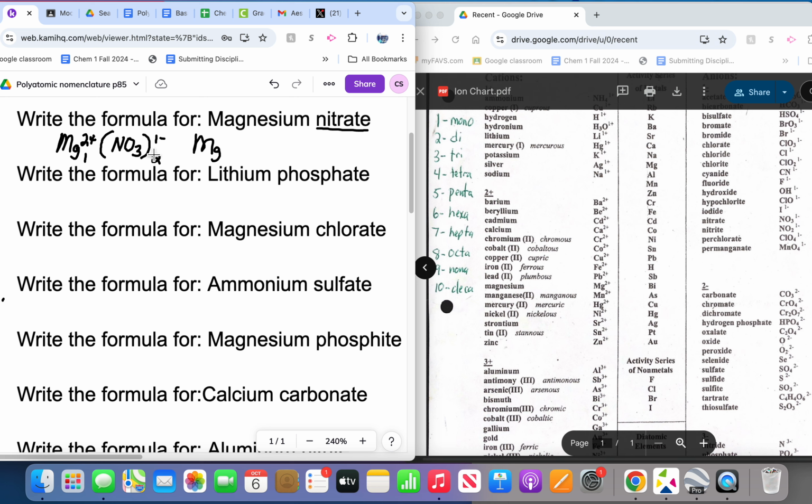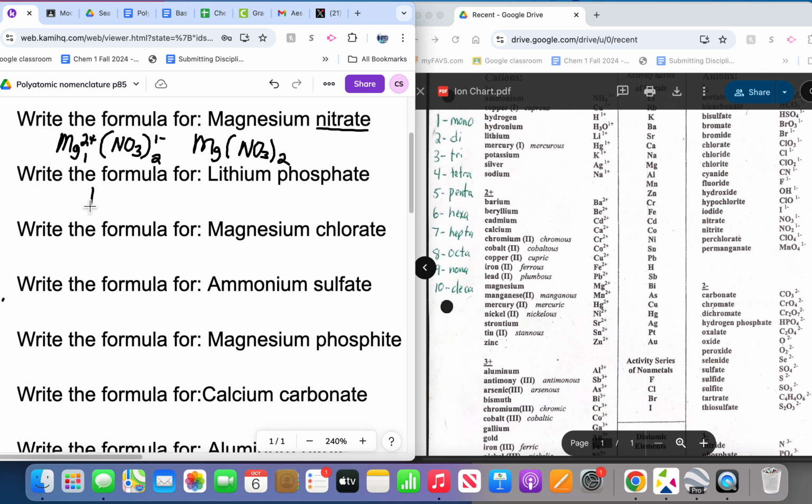Now I'm going to look on the outside of the parentheses. Is the number bigger than 1? And if it is, keep the parentheses. So Mg(NO3)2. That's it. Okay, let's try another one.